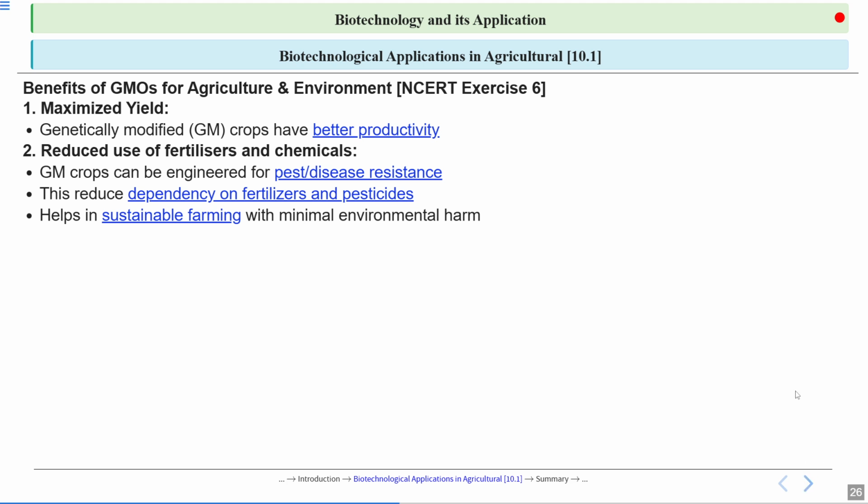What is sustainable farming? It is farming in which we get a good yield of crops, but there is minimal environmental harm.